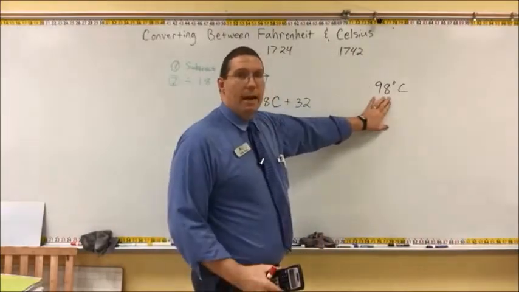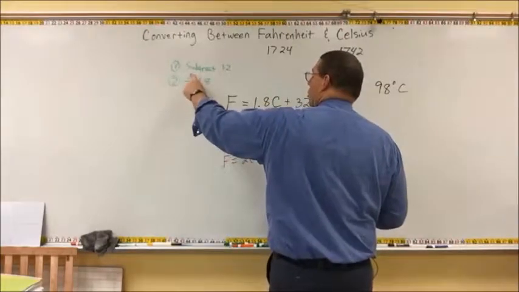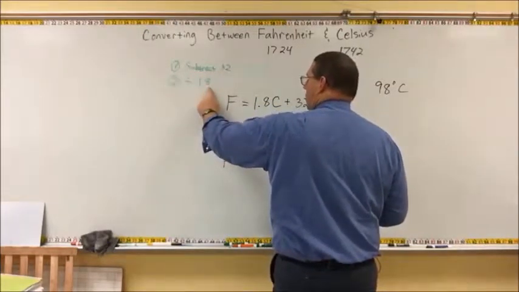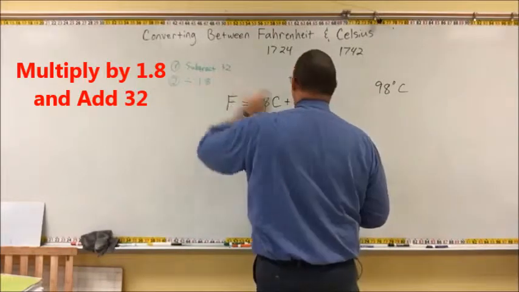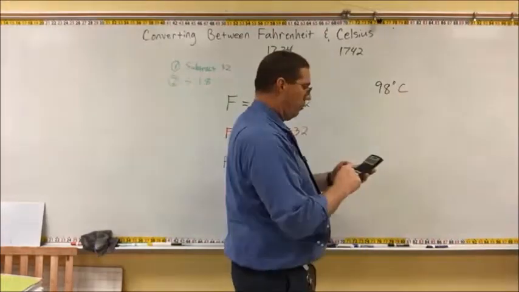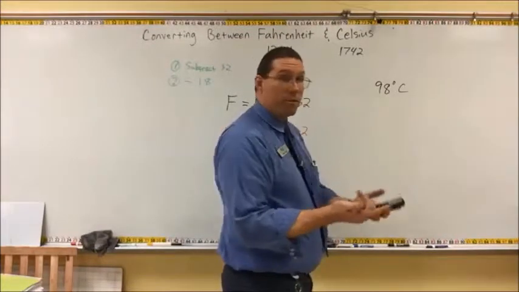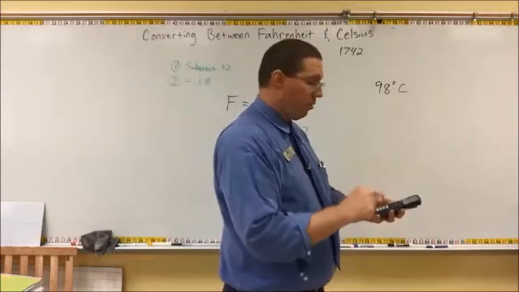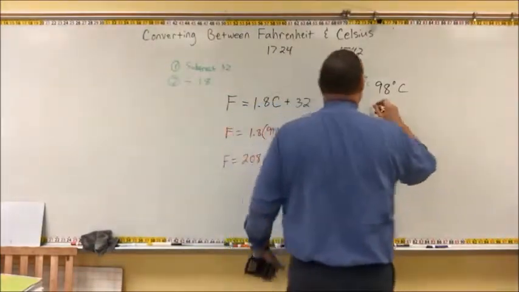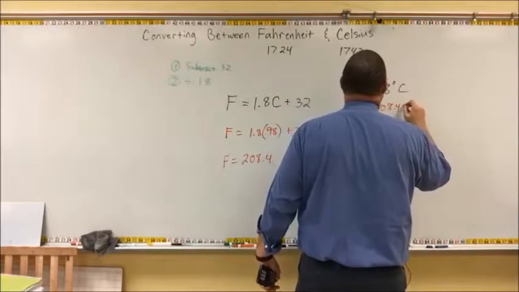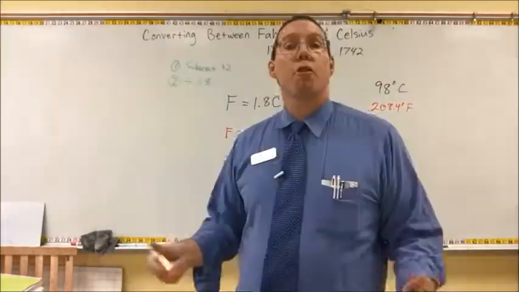All right, well, let's see, instead of doing it with the formula, what if I just come over here and I do my opposite steps here? Instead of going subtract 32, divide by 1.8, I'll go backwards. Multiply by 1.8, add 32. So here, I'm going to do my 98 times 1.8, 176.4, add 32, and I get 208.4. Sure enough, same answer.